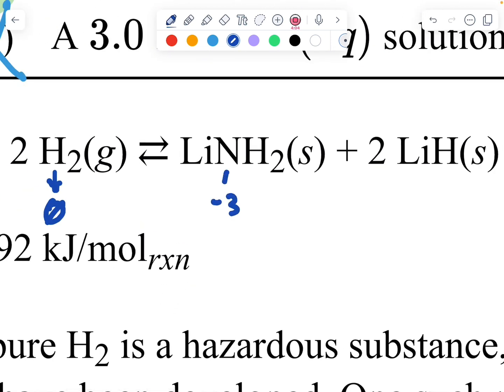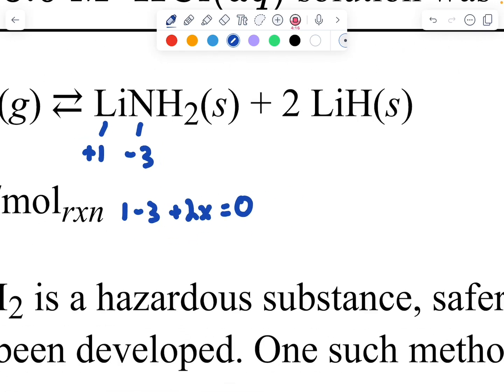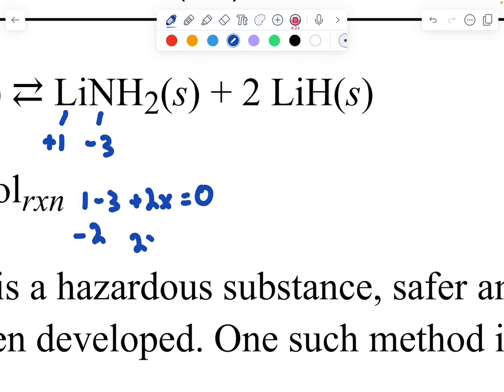This will have a +1, and we need to add up to 0. So we have 1 minus 3 plus 2x equals 0 for this compound because we have 2 hydrogens. This would be -2. Add that to both sides. 2x equals 2, and so this would equal 1.